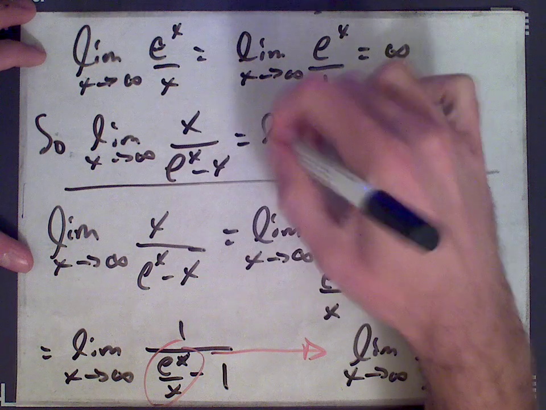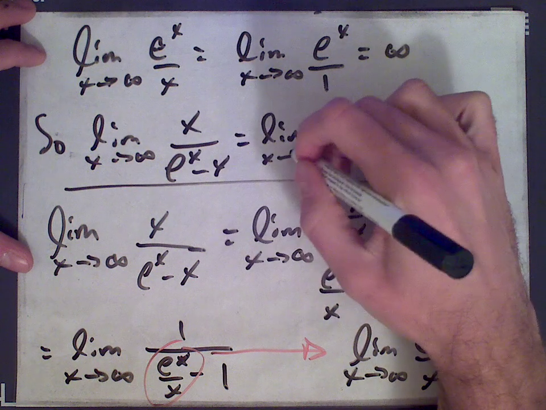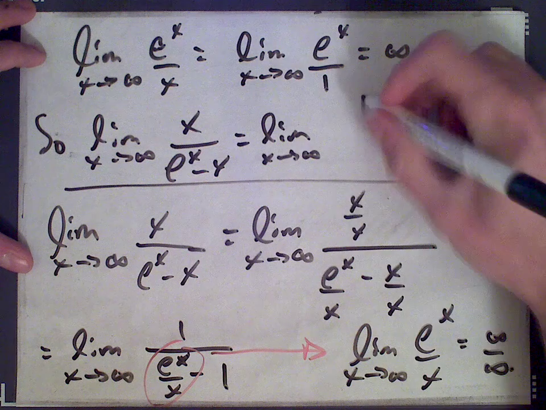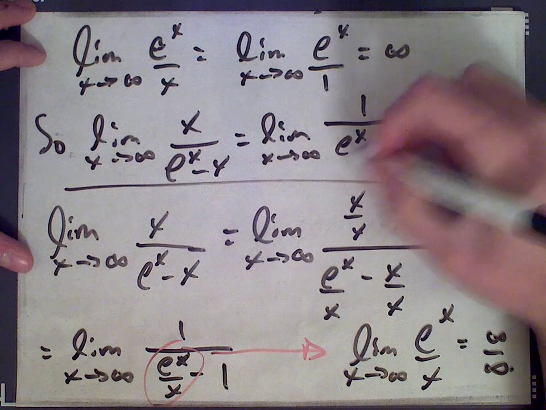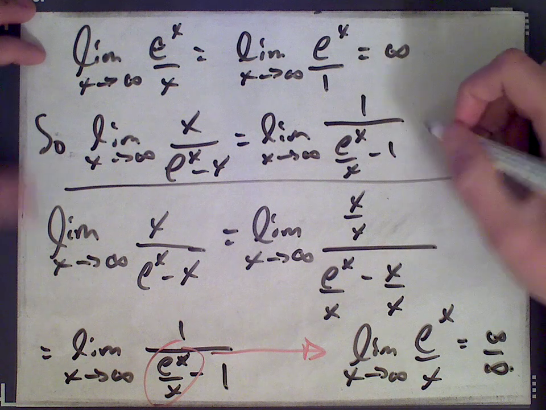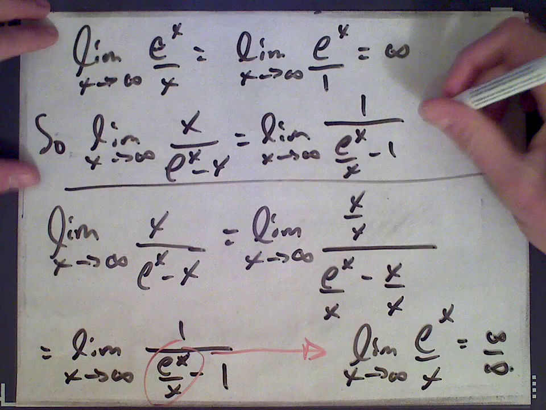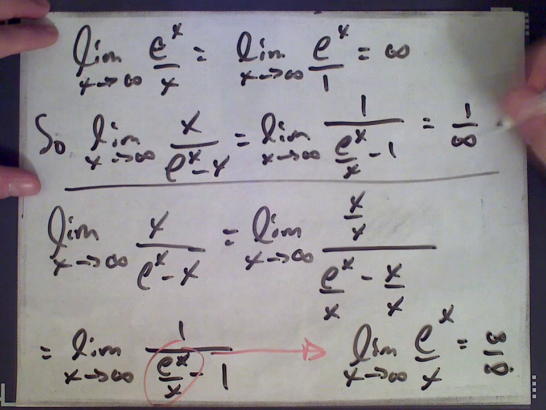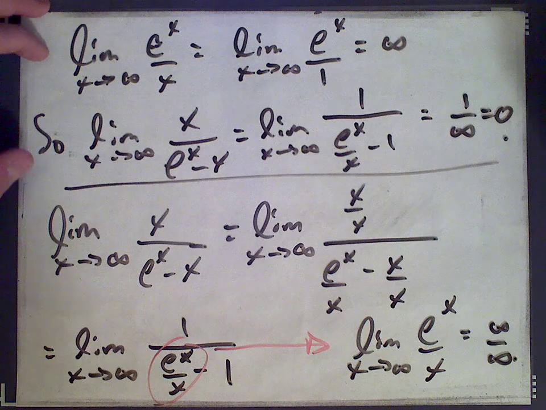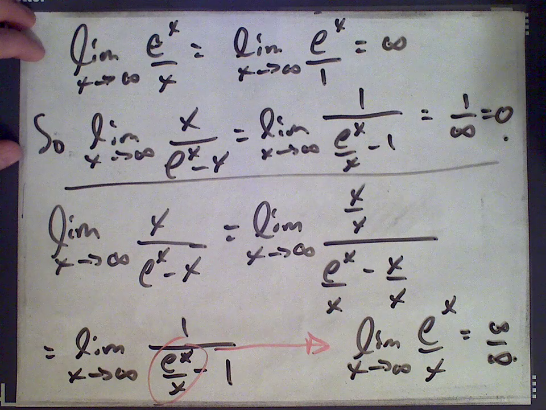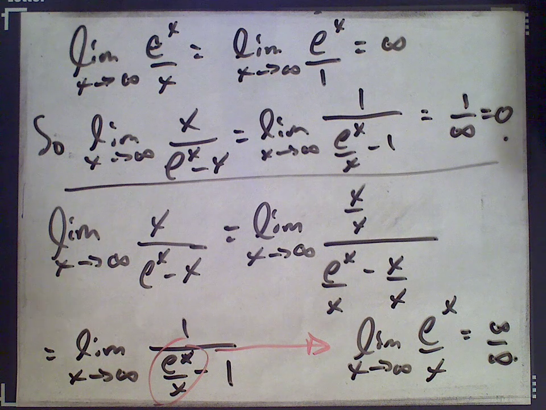So the limit as x goes to infinity of x over e to the x minus x, we rewrote this, is going to be 1 over e to the x over x minus 1. And we know e to the x over x goes to infinity. So this is 1 over infinity. This is 0. Okay, so we have one horizontal asymptote. As x goes to infinity, this function goes to 0.